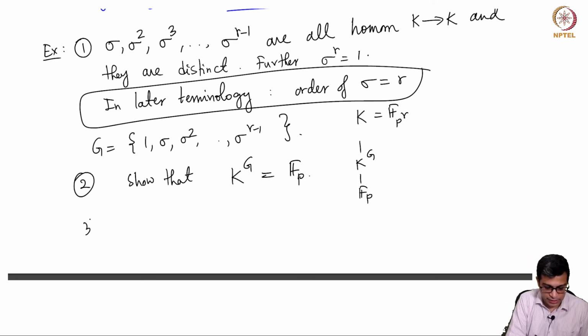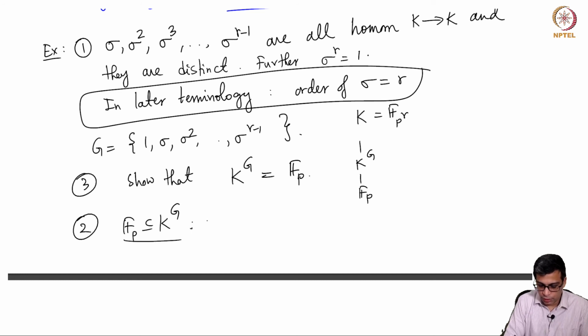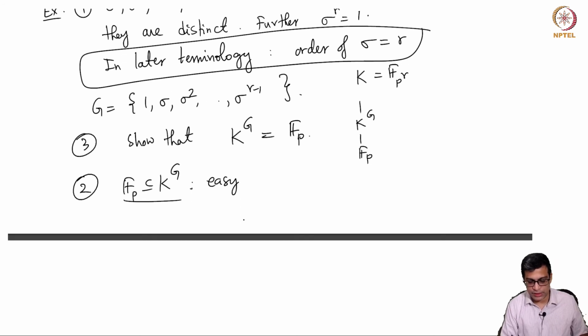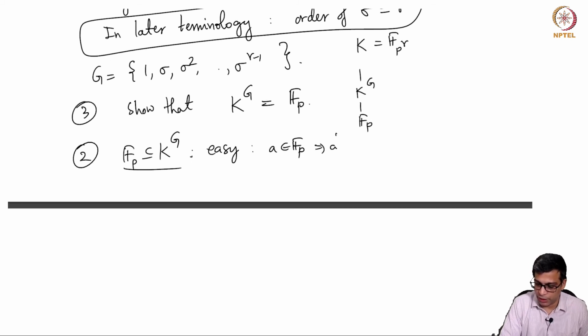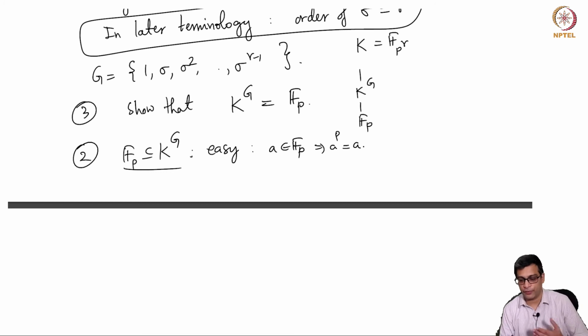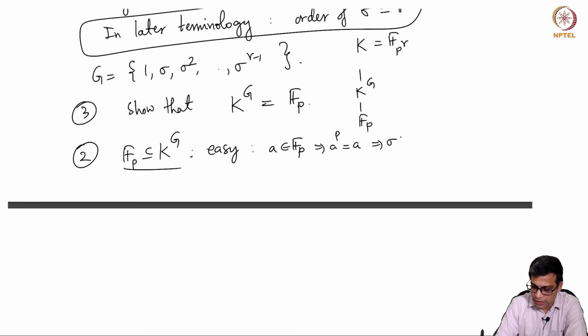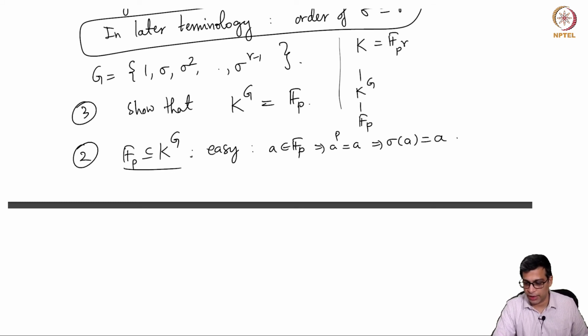So an easy exercise, maybe I should call it 3. 2 is F_p is contained in k^G. This is easy, because if a belongs to F_p, we know that a power p is a. This is a feature of a finite field of order p. So that means sigma of a is a. Okay, so F_p is certainly in k^G. So the exercise is to show that k^G is equal to F_p.